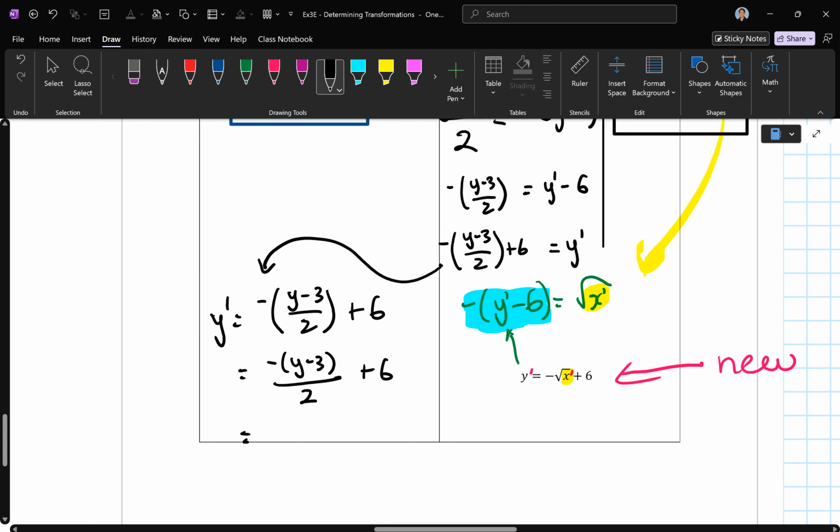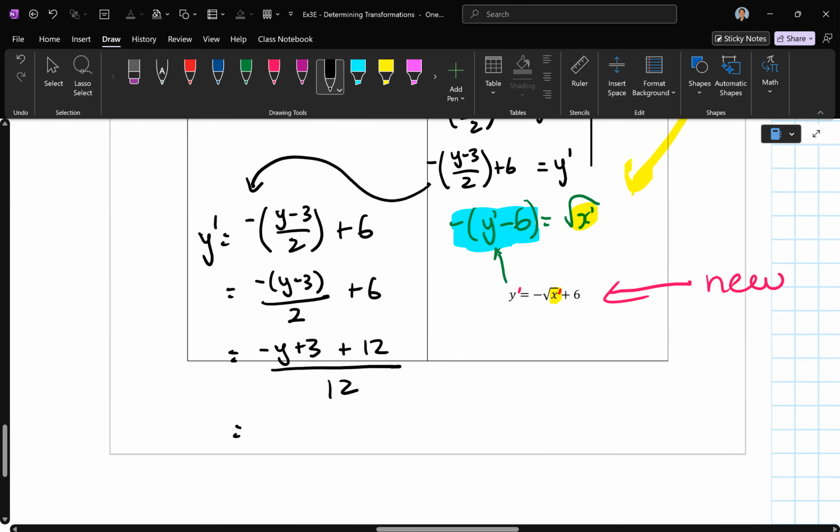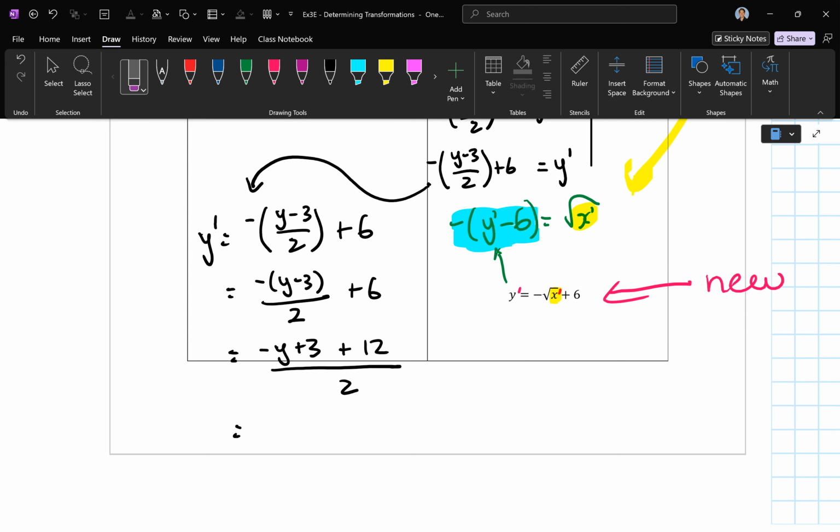If you like, even further, you can rewrite the 6 as a fraction. So it'll be negative y plus 3 plus 12, all over 2. Have I gone too fast? So 6 over 1, 12 over 2, same thing, so I'm combining them together. I've expanded the brackets: negative times y, negative times negative 3 is plus 3, plus 12. How did I get that 12? Thank you, it is 2 on the bottom. So 12 on 2. And then negative y plus 15 on 2.